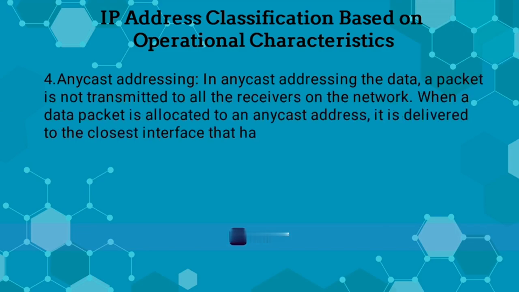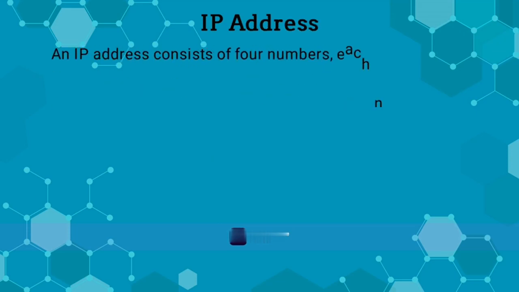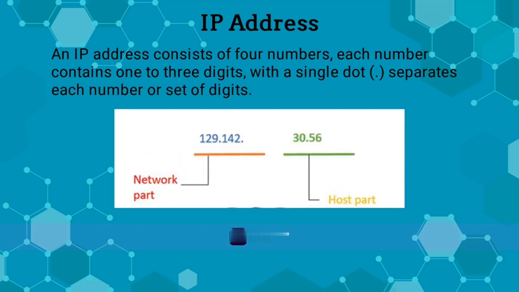Anycast addressing. In anycast addressing, the data packet is not transmitted to all the receivers on the network. When a data packet is sent to an anycast address, it is delivered to the closest interface that has this anycast address. An IP address consists of four numbers. Each number contains 1 to 3 digits, with a single dot separating each number or set of digits.